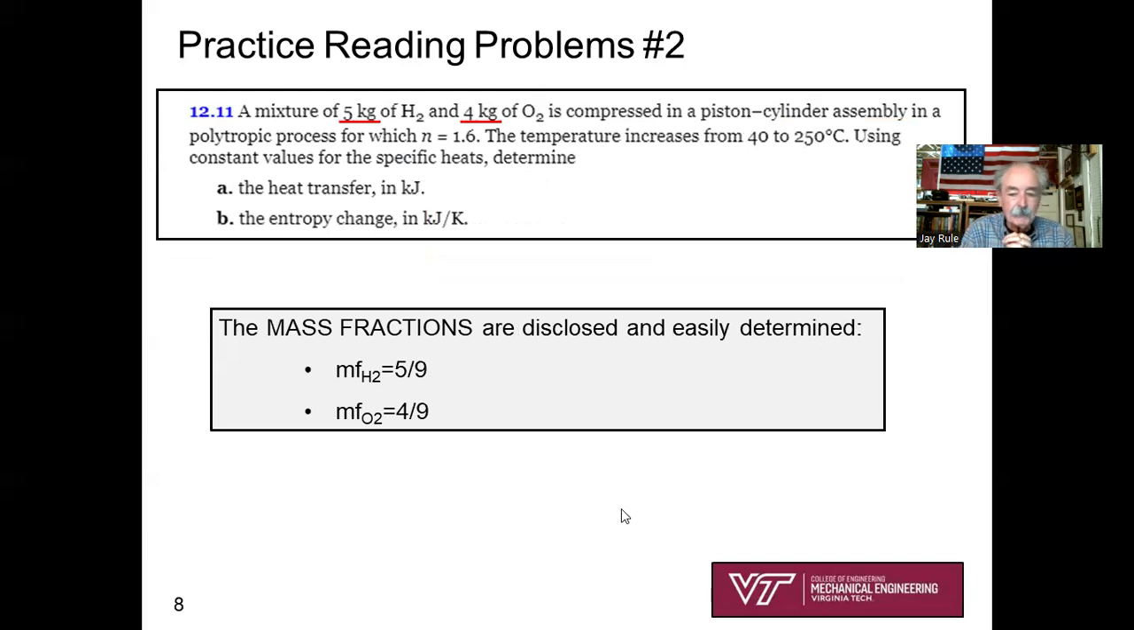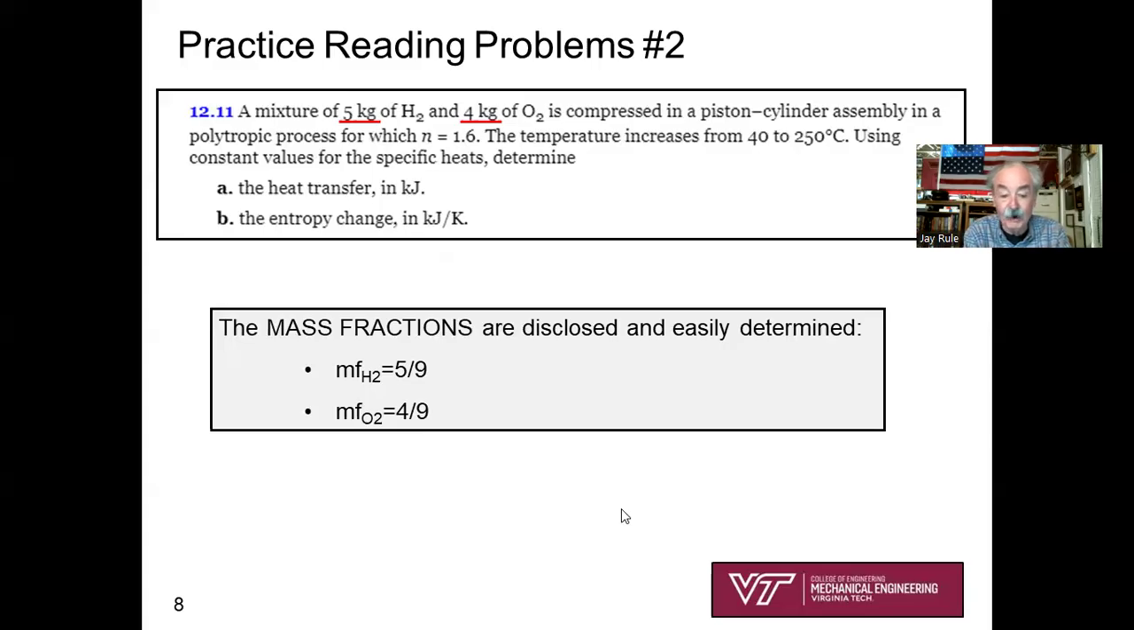Okay, here's another problem. We'll breeze through it. It says a mixture of 5 kilograms of hydrogen and 4 kilograms of oxygen is compressed in a piston and cylinder. Closed system, polytropic process, n equals 1.6, find the heat transfer and change in entropy. Well, what's given in this problem? Mass is given of each constituent. So do you see that in your head, you can determine the mass fractions, can't you?